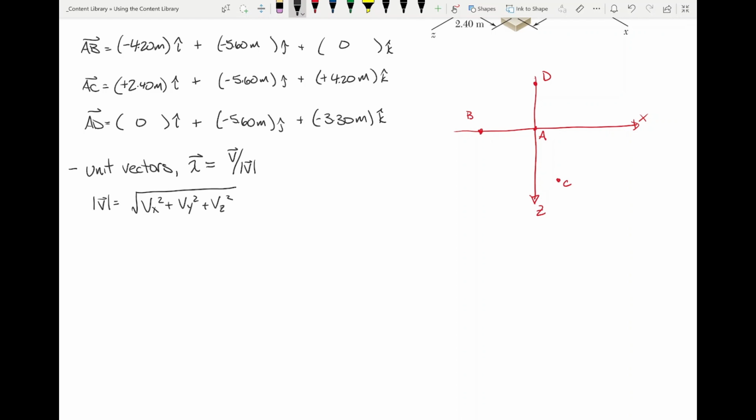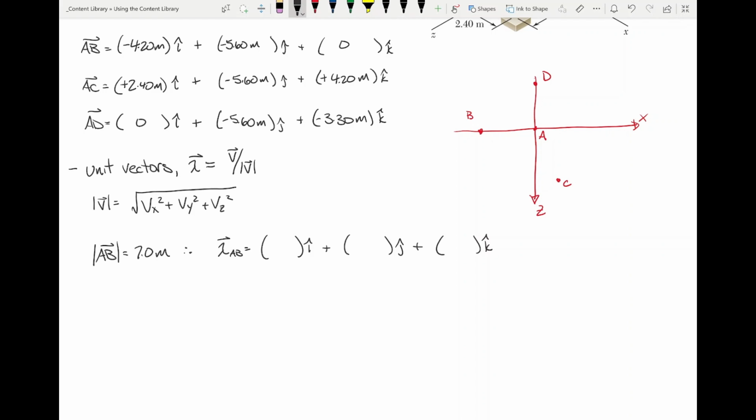So let me ask you a question. Maybe we could do this part a little fast. Could somebody tell me what's the magnitude of AB? 7. So this is 7 meters. So if I wanted to determine lambda AB, lambda AB would be something times I plus something times J plus something times K.